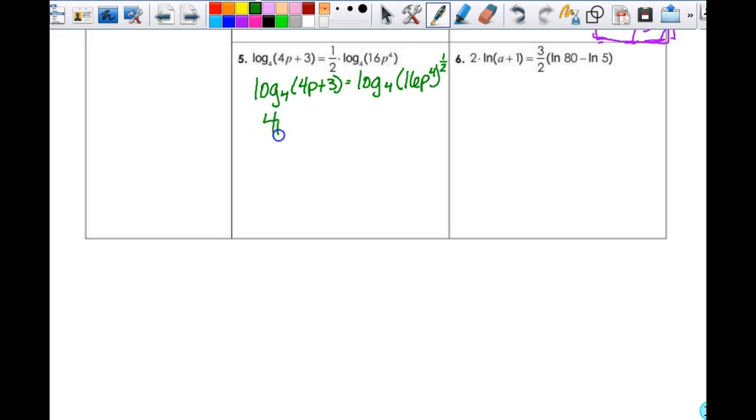So this will give me 4p plus 3 equals, all right, so this 1/2, since there is no addition or subtraction in here, it gets distributed to both of them. So what is 16 to the 1/2 power? 4. And what's p to the 4th to the 1/2 power? p squared. Okay, we agree with that? Yes? Okay, so it's a quadratic, so what do we do? Move everything to one side, so I get 0 equals 4p squared minus 4p minus 3. Then I need to factor.